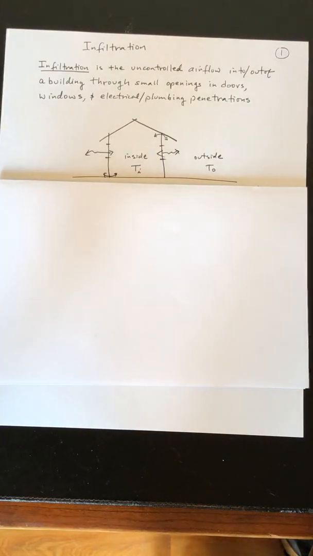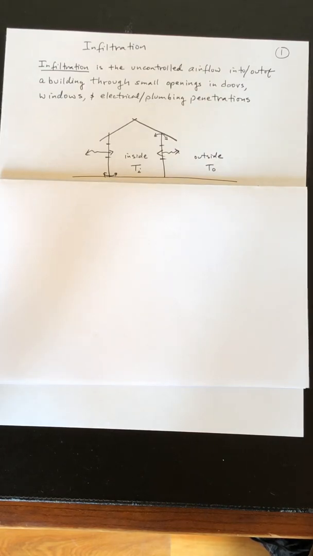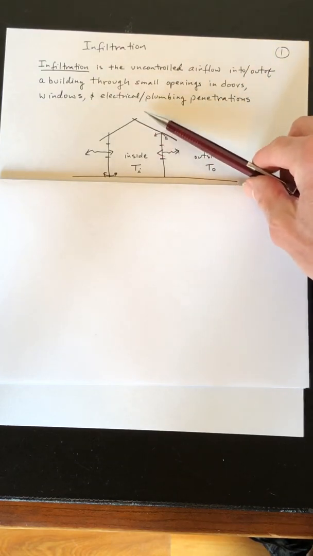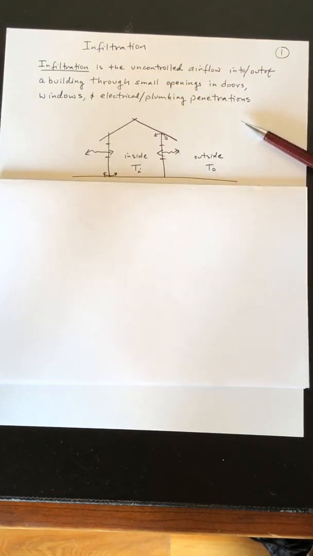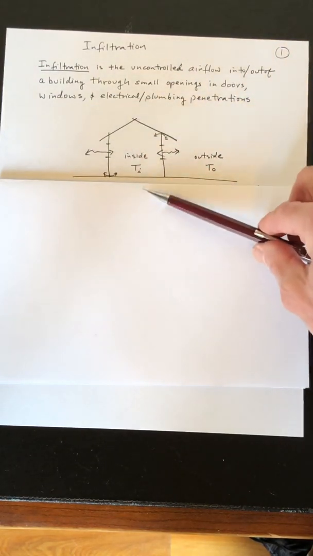Good day. Today's short session is on infiltration. What we'll do is calculate how much the wind pressure and density differences between inside and outside contribute to the infiltration of air into a building from the outside. Infiltration is defined as the uncontrolled airflow into and out of a building through small openings in doors, windows, and electrical plumbing penetrations.